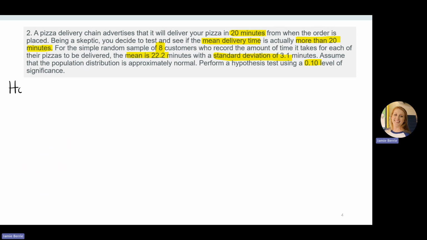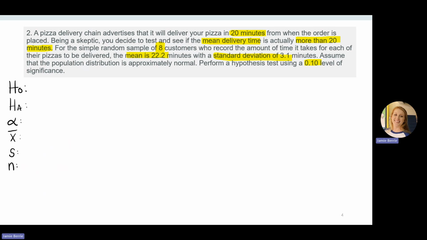So let's write down all the stuff: H0, HA, alpha, X bar, S, and sample size. That's the null hypothesis, alternative hypothesis, level of significance, sample mean, sample standard deviation, and sample size. All right, so let's start writing stuff down.